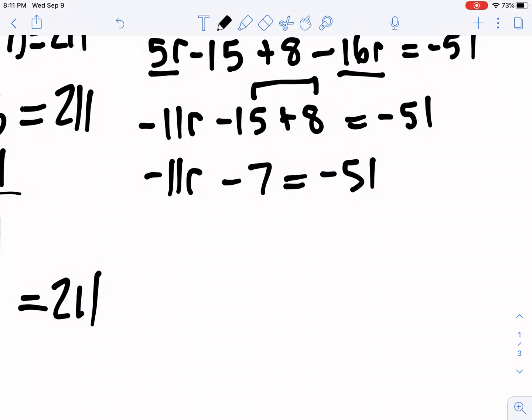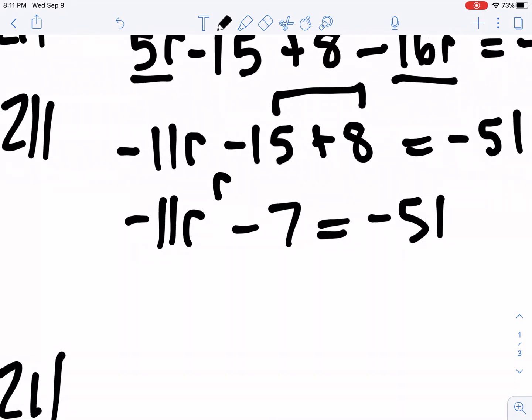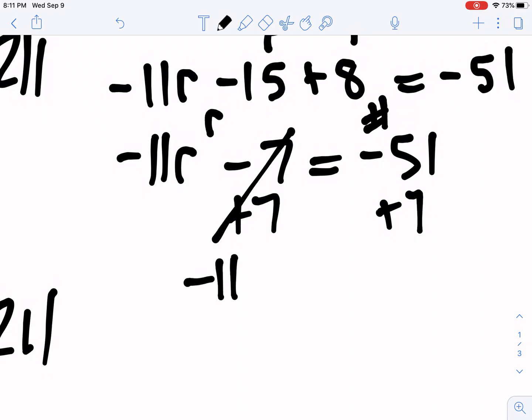Going to step number 3, pick a variable side, pick a number side. We have r on the left. Let's keep it left and put all the numbers on the right side. Notice it's a two-step equation, so I just got to move that minus 7 over. What's the opposite of minus 7? Add 7. Do the opposite, the inverse, to both sides. My inverse cancels out, and I get a negative 11r is equal to, what's a negative 51 plus 7, okay?